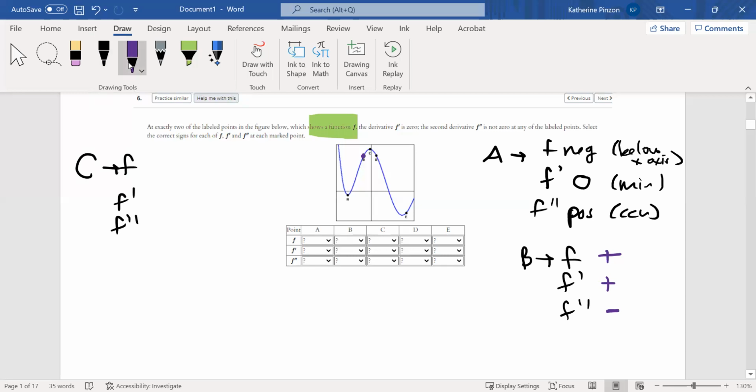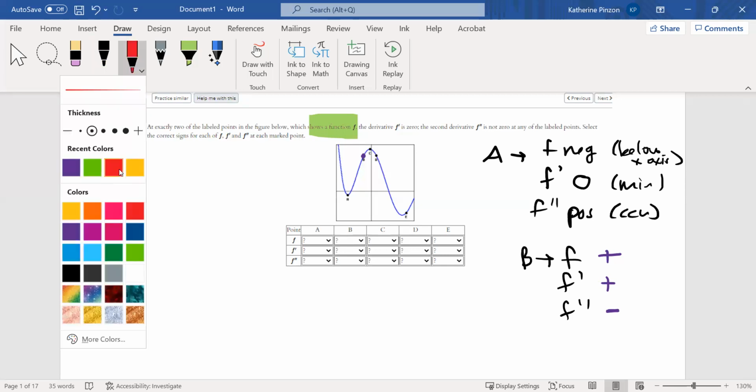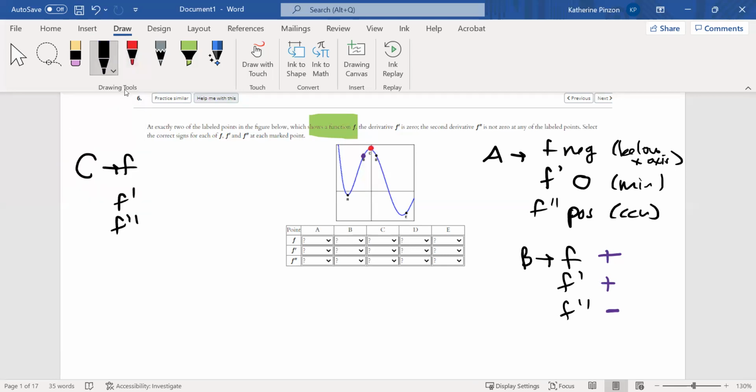Okay, so I'm at point C now, which is this guy up here. He is above the x-axis, so positive. He's a maximum, right? What's the value of the derivative at a maximum? 0. And is he concave up or concave down? Concave down, so negative.